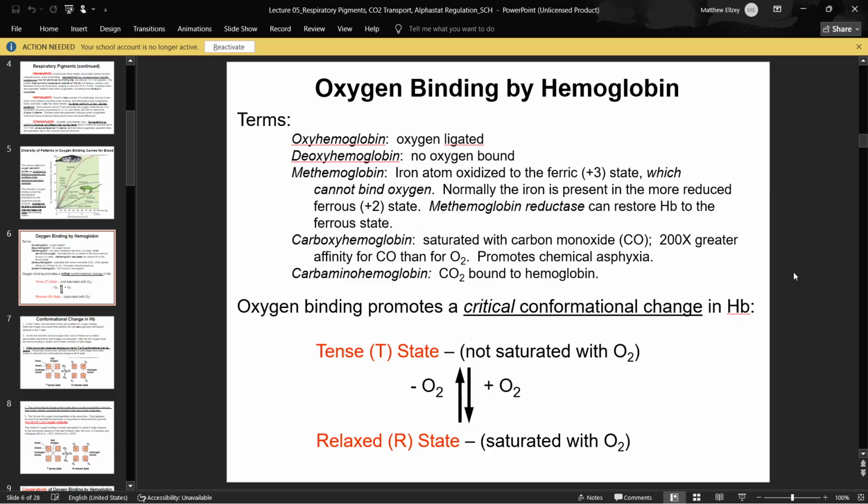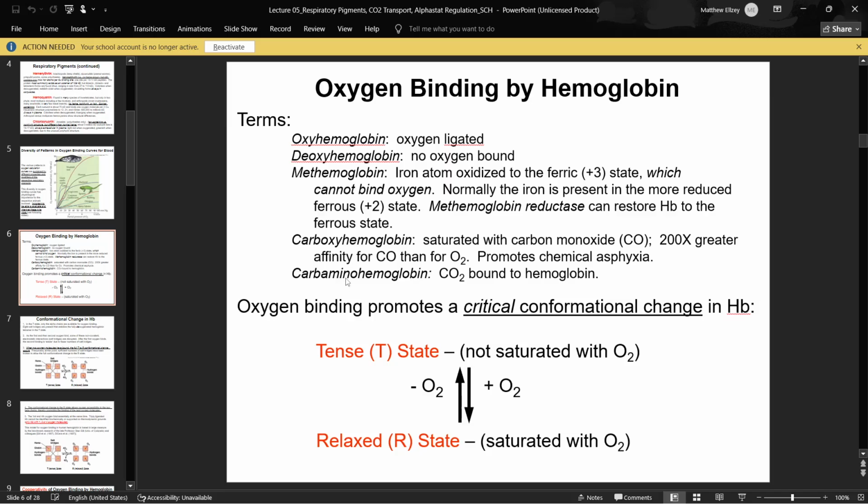Then we have carboxyhemoglobin, saturated with carbon monoxide, CO, which has a 200 times greater affinity for hemoglobin than O2. That is why you can get carbon monoxide poisoning very easily, and of course, it promotes chemical asphyxiation.